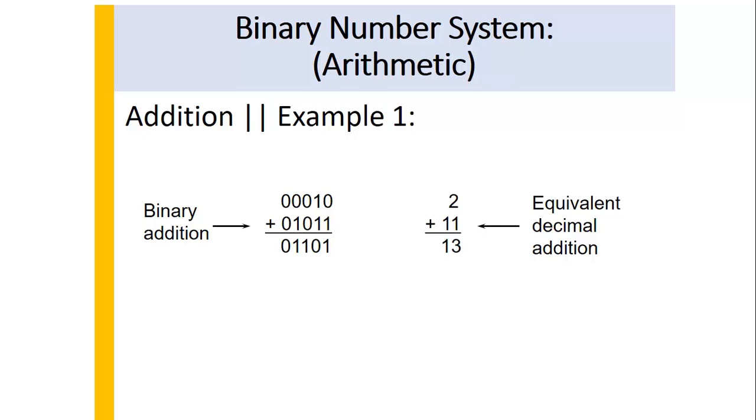0 plus 1 is 1, 1 plus 1 is 0 with carry 1. So 1 carry goes up. Then 0 plus 0 is 0, plus 1 carry, so the answer is 1. 0 plus 1 is 1, 0 plus 0 is 0. The result is 0 1 1 0 1, that is 13. If we add it in decimal, 2 plus 11 is 13. This is how binary addition goes.